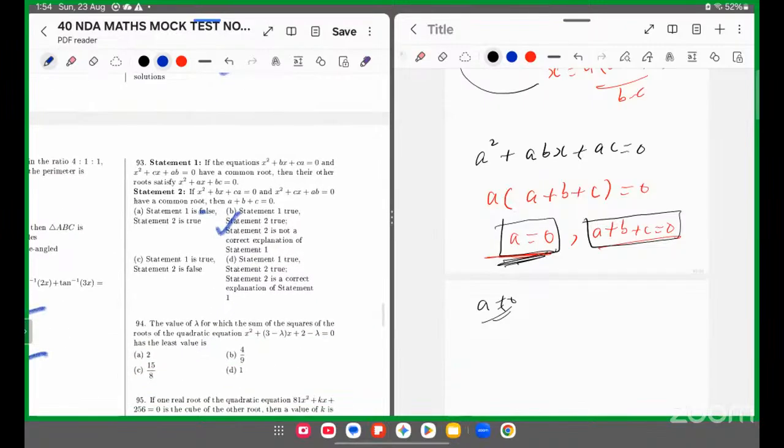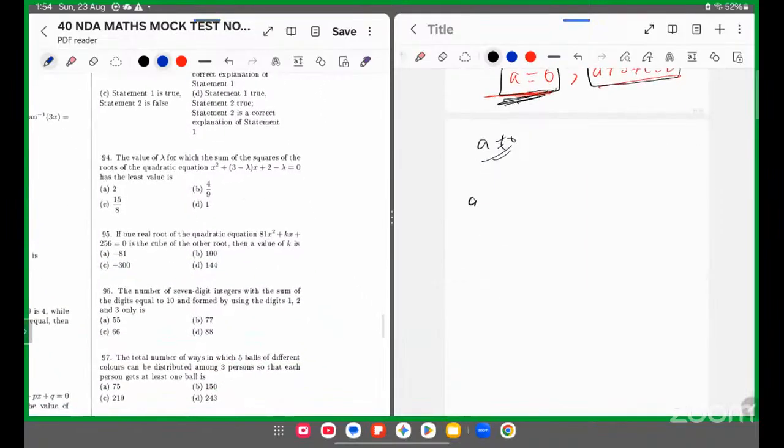फिर अपना 94, the value of lambda 4 is the sum of the squares of the roots of the quadratic. This has least value. तो हमें मिनिमम वैल्यू निकालना है. ठीक है, सम ऑफ स्क्वायर्स निकालेंगे पहले. रूट क्वाड्रेटिक इक्वेशन अपने पास है x² + (3 − λ)x + 2 − λ = 0.